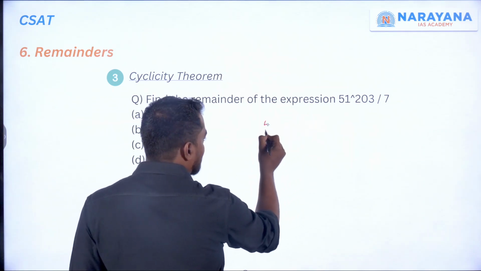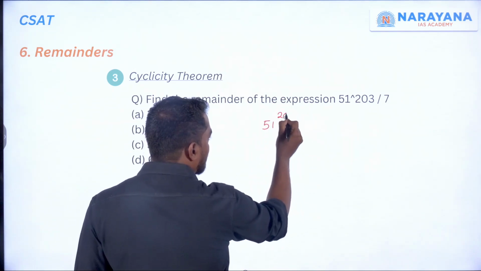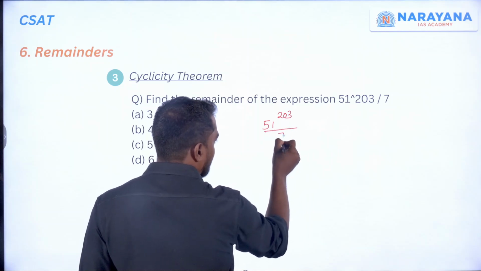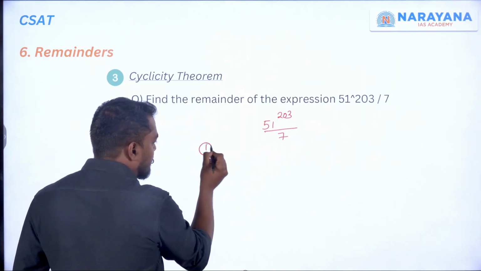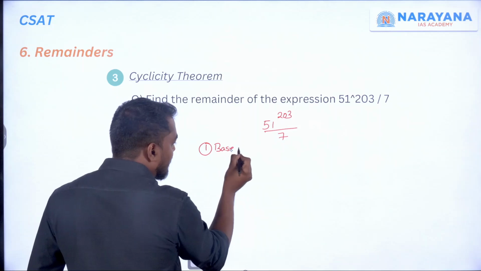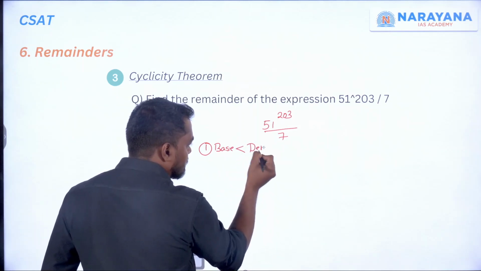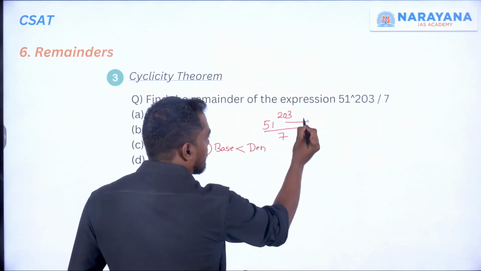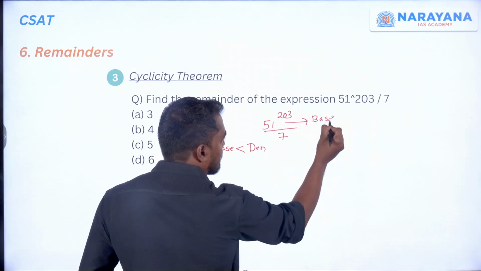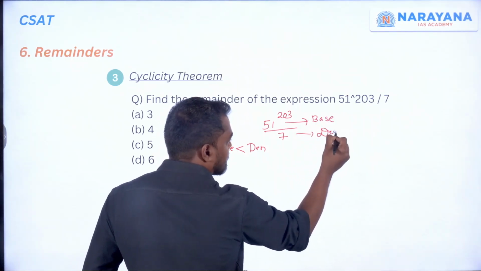So what is the given expression? 51 to the power 203 by 7. So what is the first step? Base should be less than denominator. What is the base here? 51 is the base, 7 is the denominator.